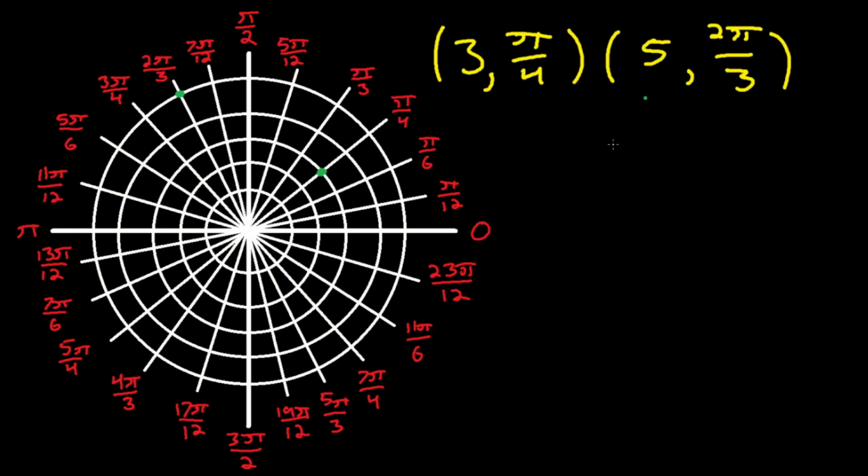But this is the second point in this case. All right, let's go ahead and talk about other cases. What about the case when the magnitude is negative? Negative 1, let's say negative 1, pi over 3.